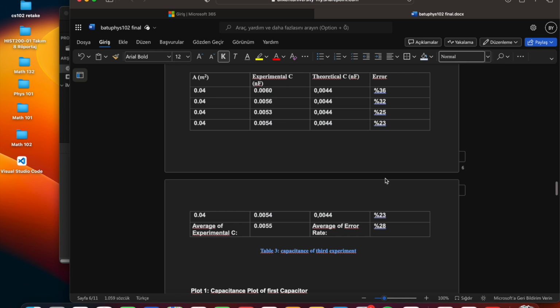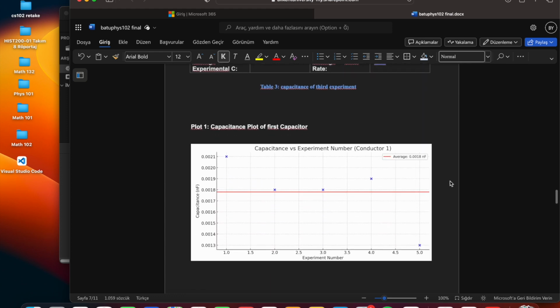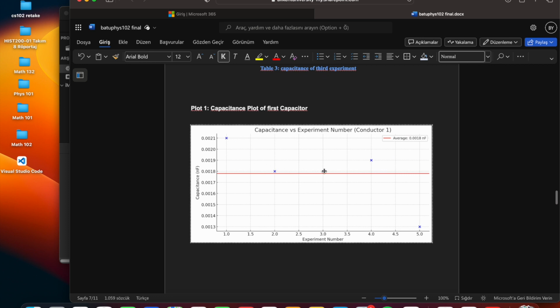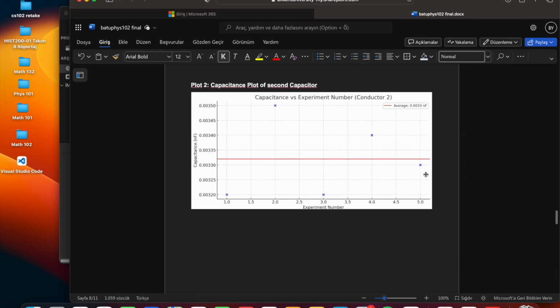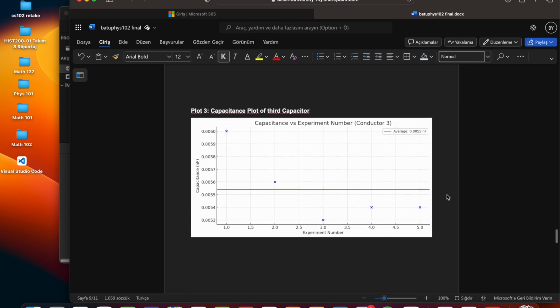But I observed that there is a direct correlation between the plate area and the capacitance of the system. So when the parallel plate area is increased, the capacitance of the system also increases. So this is the first graph for my experiment. These are the values I found, and this is the average of these values. This is for the second experiment, as you can observe, and this is for the third experiment.